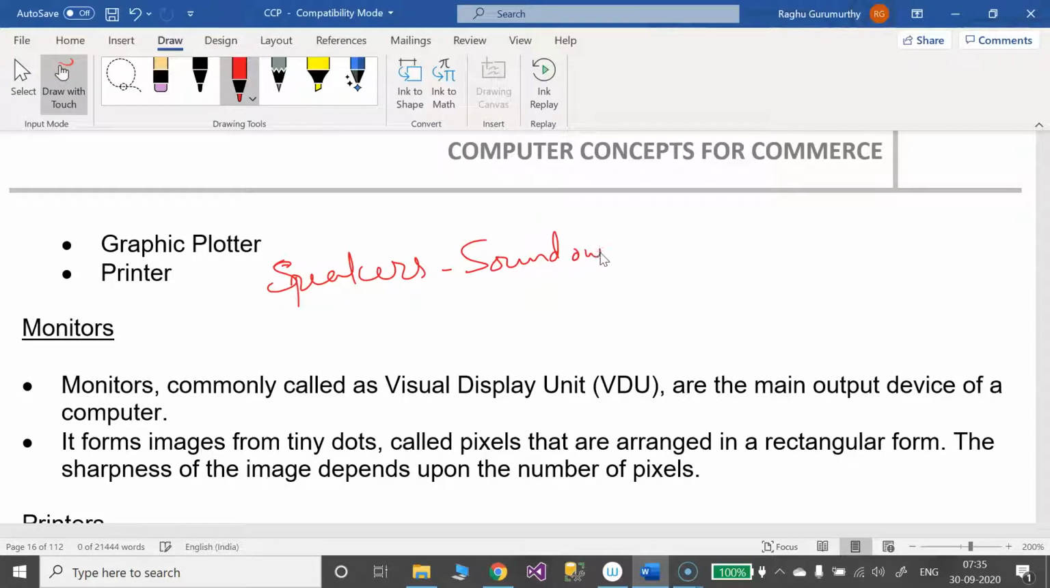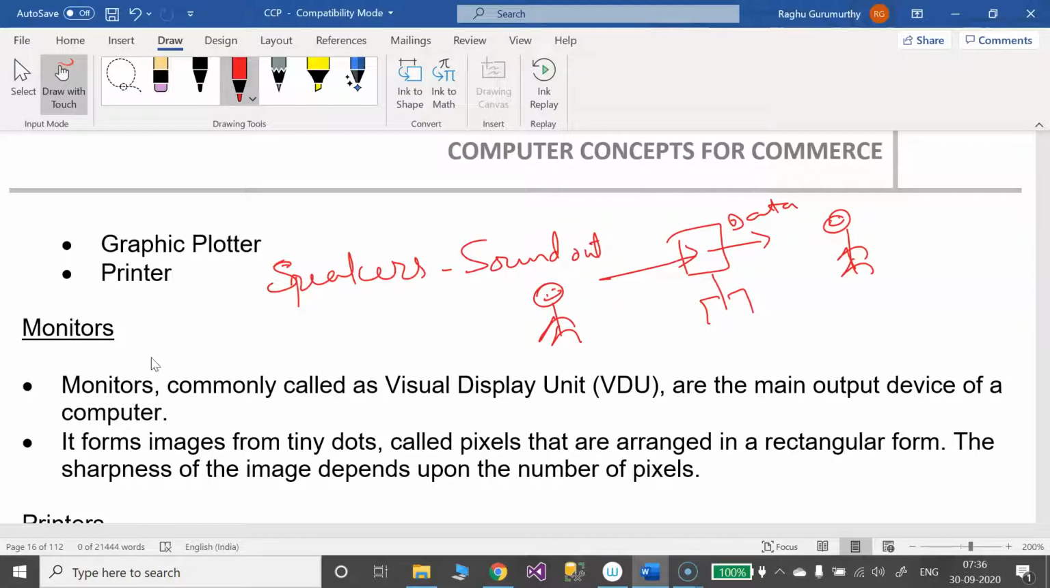Sound output. What does output actually mean? We are getting the data out of the computer. This is the user. Input means we are inserting the data. Look at here, the arrow mark is inside. We are inserting the data into the computer.